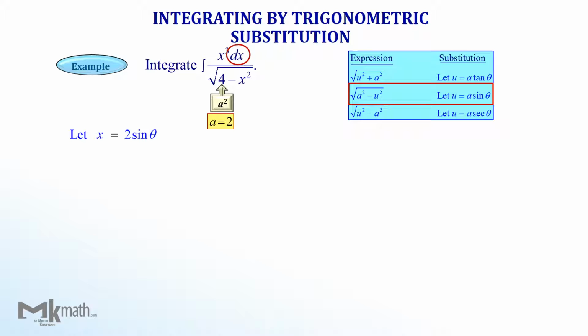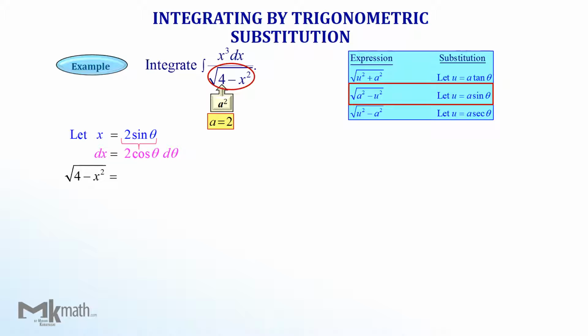Next, since there is a differential dx in the question, we need to take the differential of x. Taking the derivative of x to get dx equal 2 cosine theta d theta. Lastly, we need to substitute the expression of square root of 4 minus x squared in terms of theta.